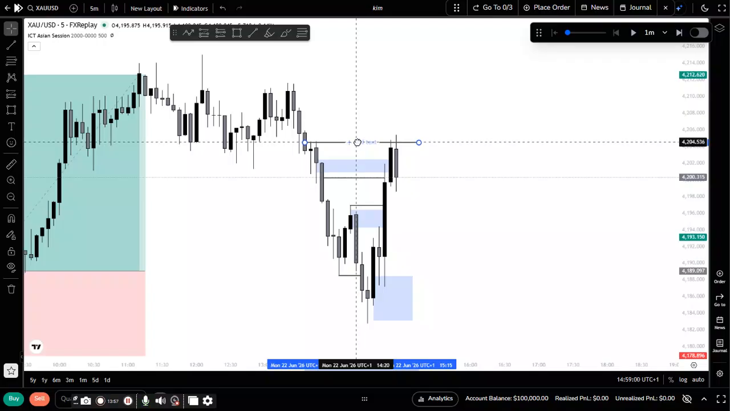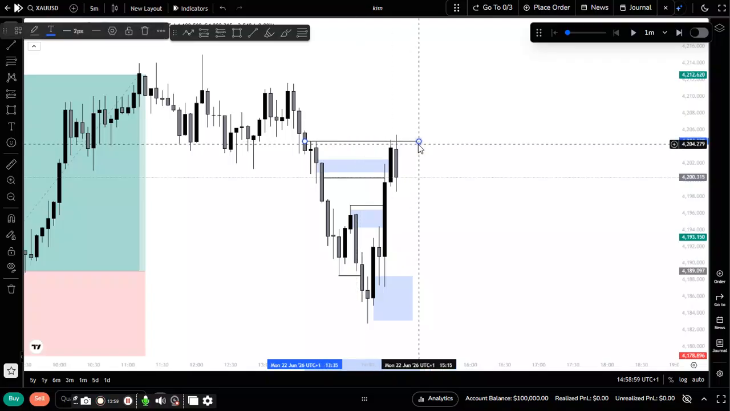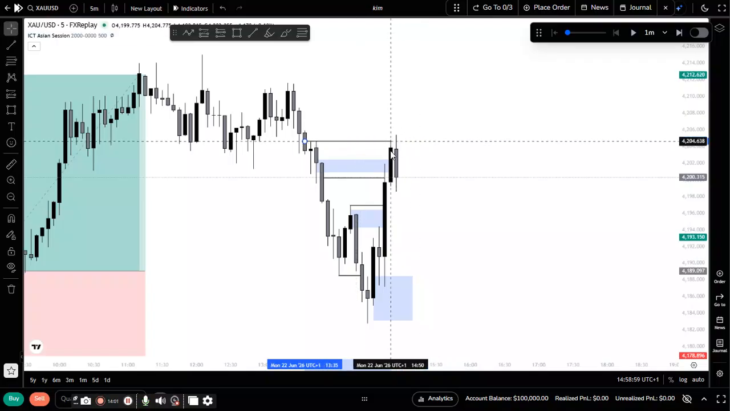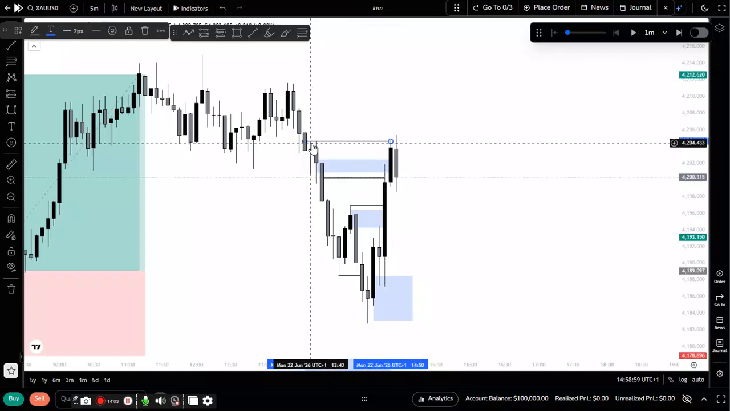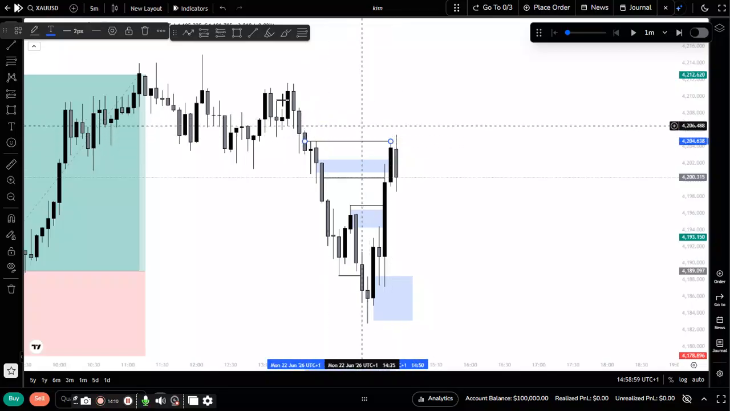So look, on the 5 minutes, we can see that this looks like a really nice liquidity point, right? This looks like a liquidity point. One touch, double touch, or double top, or how they call it, triple top. And it's like we have the sweep.